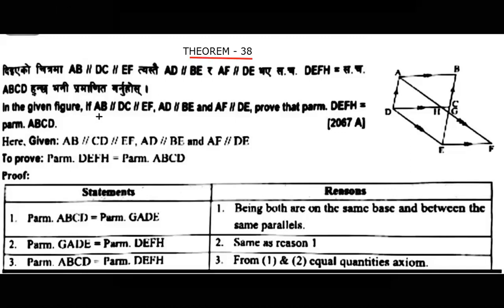So look here. So A, B, D, C, and E, F. These are the parallel lines that you can see over here. Okay, so they are the parallel lines. This and this, they are also parallel to each other. And prove that parallelogram. Okay, so PARM, this is the short form of parallelogram. So D, E, F, and H.